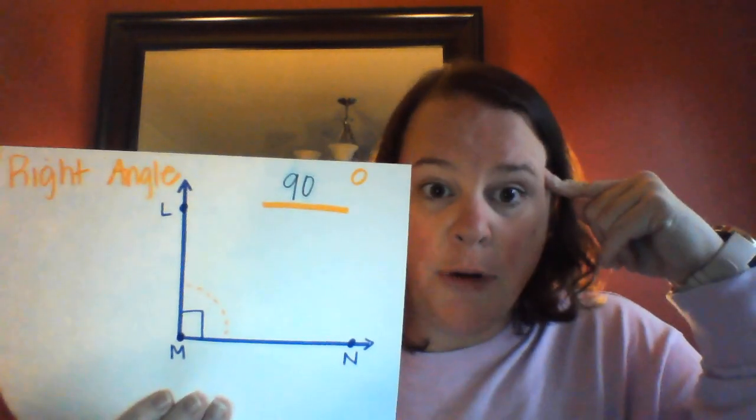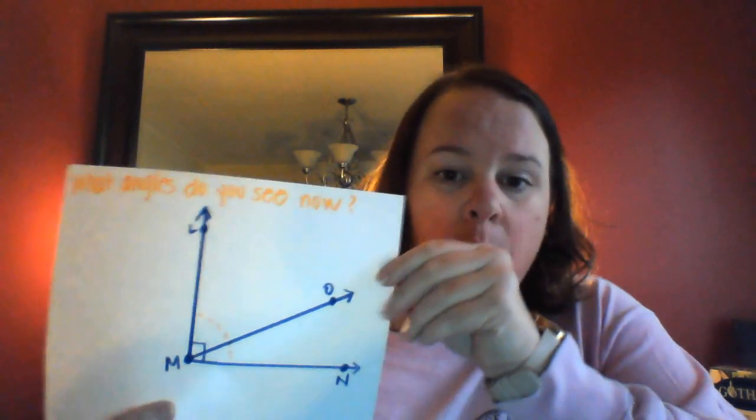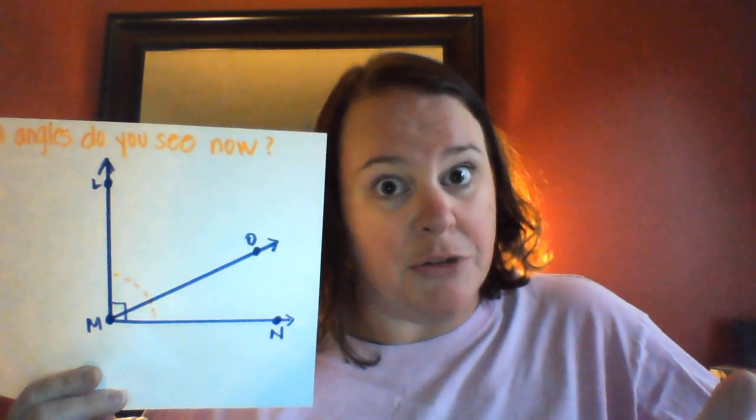So that's our prior knowledge. That's what we already know to be true. I taught you that already. So what if we take our right angle and we separate it into two angles? Well, what type of angles do you see now?